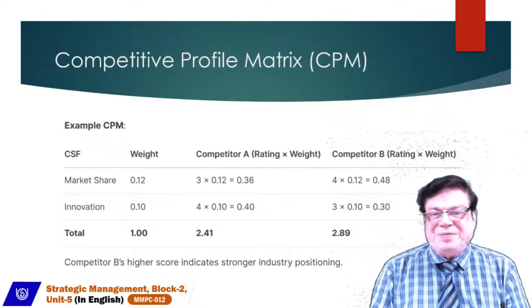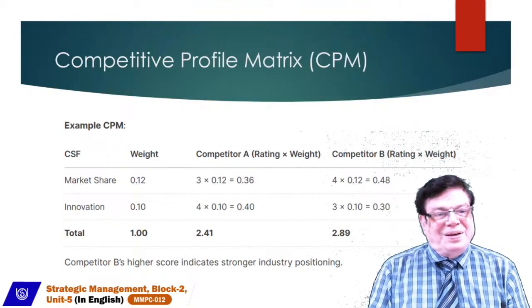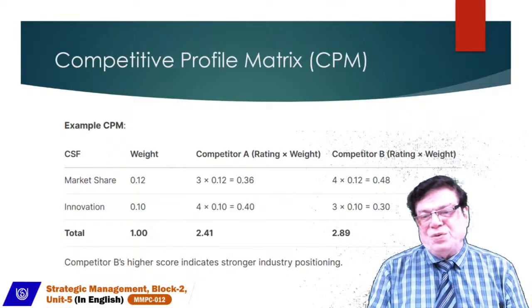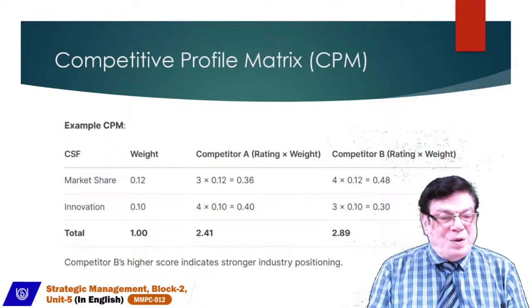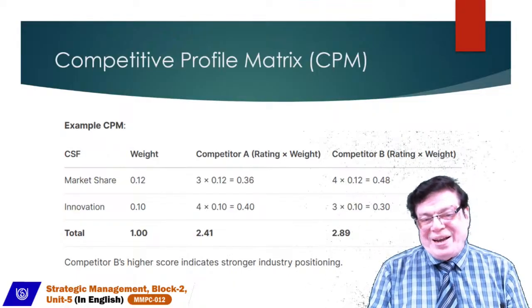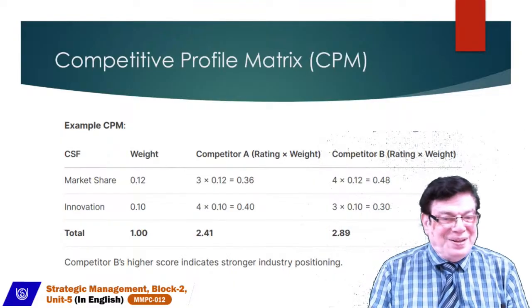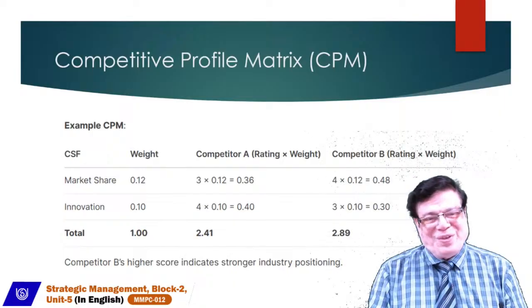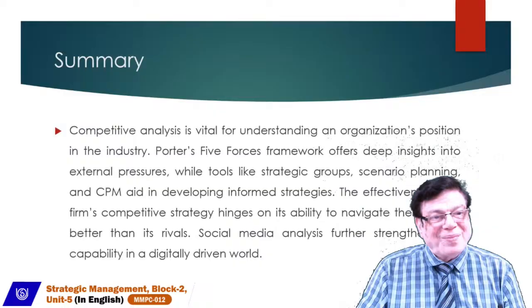And competitor B, 4 into 0.12, that is 0.48. Under innovation, 3 into 0.10, it is equal to 0.30. Total is 2.89. Competitor B's score is higher, 2.89, and competitor A's score is 2.41, which indicates stronger industry positioning. So competitor B is having stronger industry positioning.